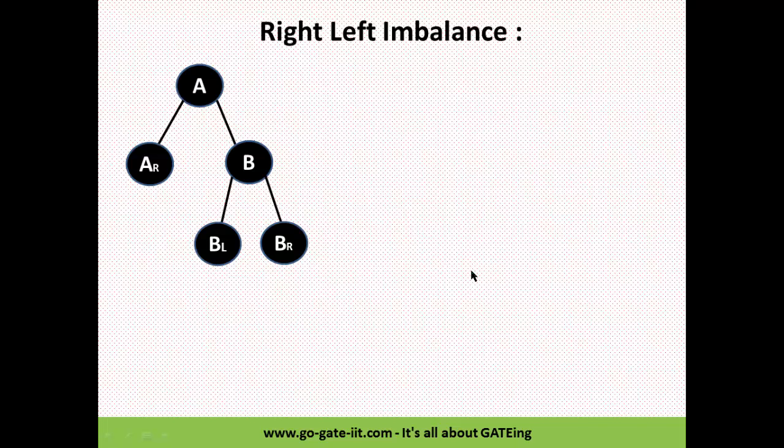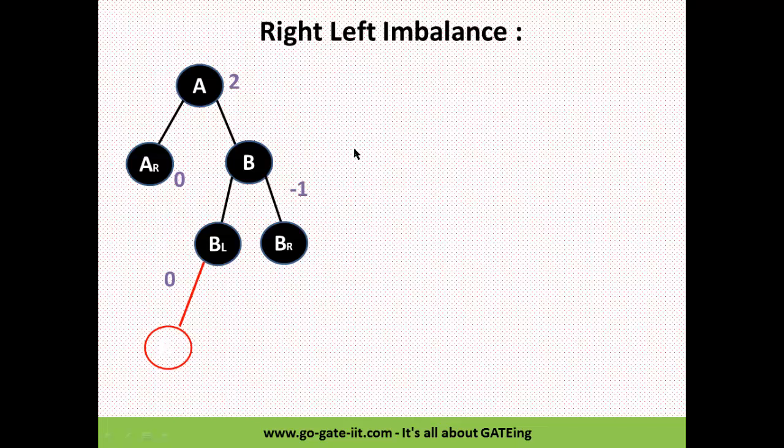So in right left imbalance, what does this mean? Here you can see that the balance factor has become 2 for this node. How? If you see here, the newly inserted node was pushed on the right hand side and then on the left hand side of the affected node. So how does it work? If you come on the right hand side, you can notice that the child has been inserted on the left hand subtree. So that's why it is called right left imbalance.